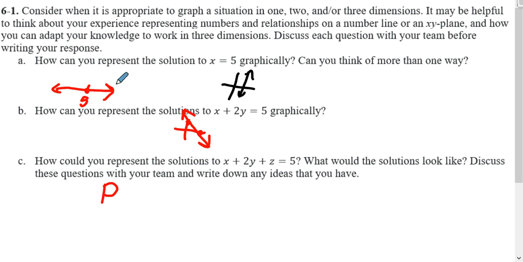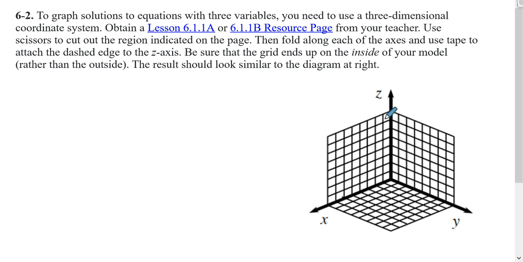Starts with a P: point, line, plane. It is a plane. So today we're just talking about the fact that it's a plane. We're going to graph points today in 3 dimensions. Tomorrow we'll learn how to graph the plane. So in 6.2, we're going to learn again how to graph the solutions of equations with 3 variables. In order to do that, we're going to use a 3-dimensional coordinate system. So I gave you guys all that resource page. You cut it out.